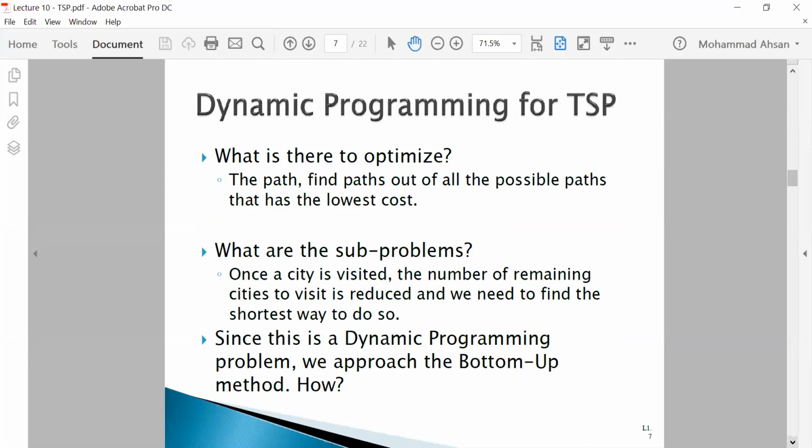And for dynamic programming, we need to represent the problem in terms of subproblems of smaller size. So once a city is visited, you have remaining cities, and you are left with a set of cities which is one less than the original because you started at one. Let's say there are n number of cities. When you're starting at one, you are left with n minus one cities. So you have to visit these n minus one cities and then come back to one. Okay.